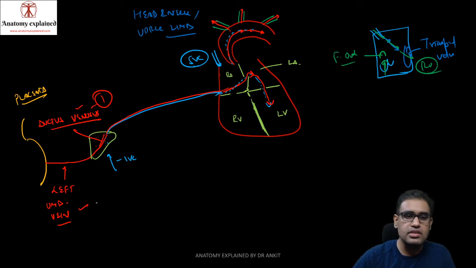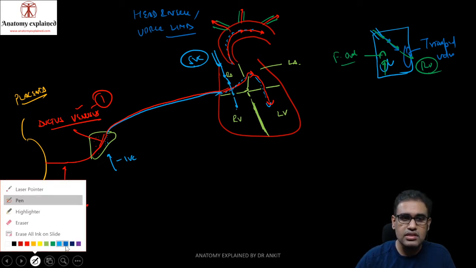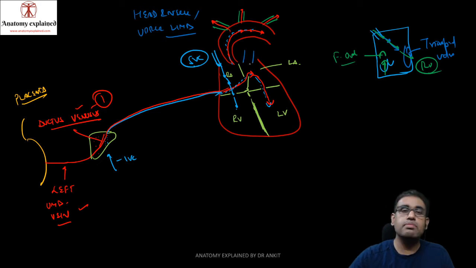So finally what happens is, if we come back to over here, this deoxygenated blood from the upper part of the body will go from the SVC into the RV. Now the vessel which comes from the RV, we all know, is the pulmonary trunk.